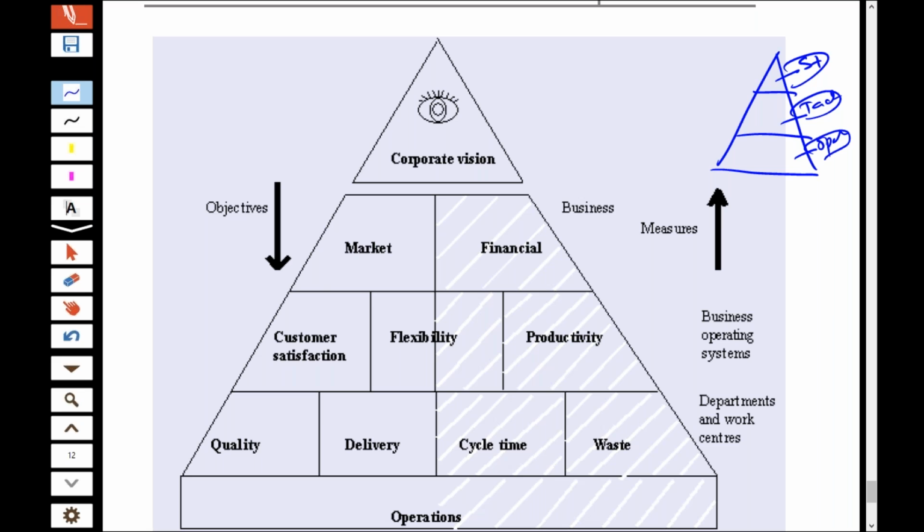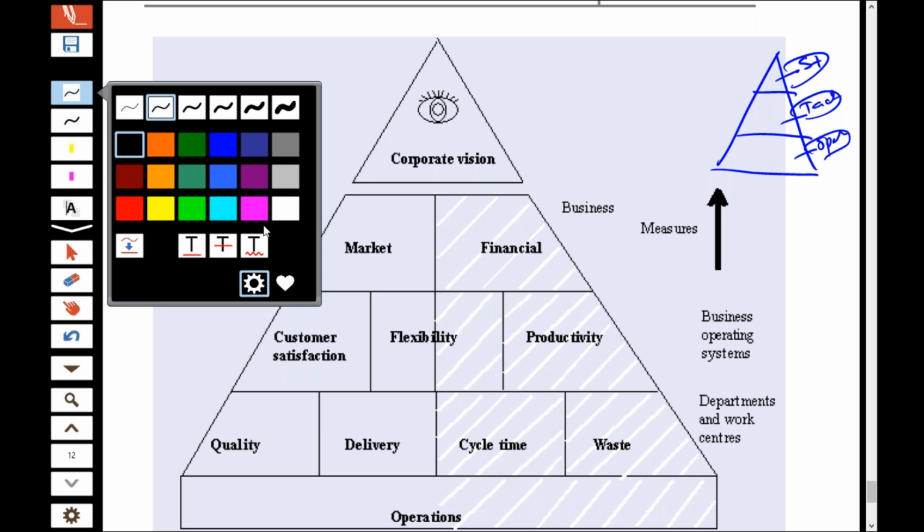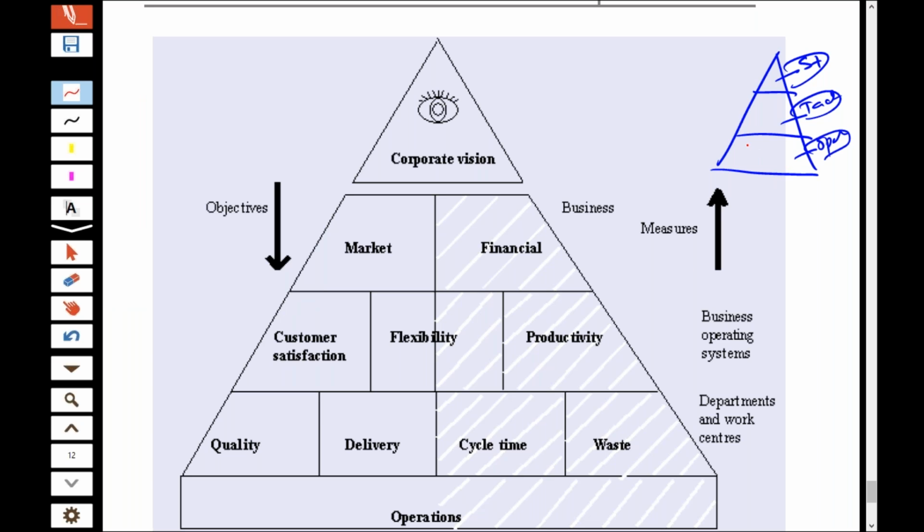Now, basically the work that is performed at each of these levels is different. The operational level tasks are different, the tactical level tasks are different, and the strategic level tasks are different. So the performance pyramid says that this is the strategic level, this is the tactical level, and this is the operational level. Let me repeat, this is what the performance pyramid tool tells you.